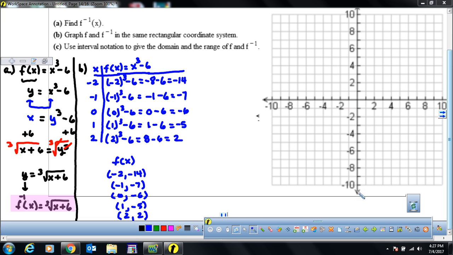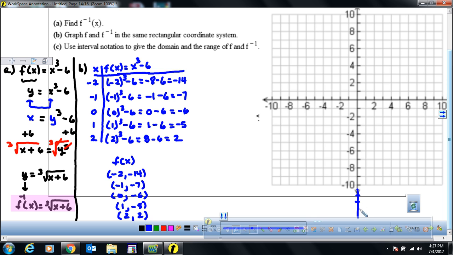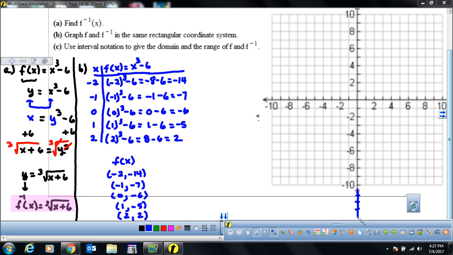I'm going to extend my graph a little bit right here, so it goes to the 14th. So it can reach (-2, -14), which is going to be down here. The next point, (-1, -7), is here. Then we got (0, -6). Then we got (1, -5), and the last one is (2, 2).